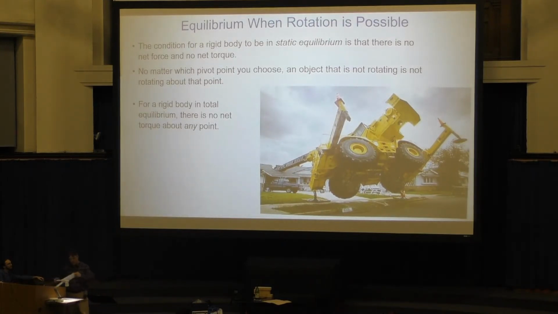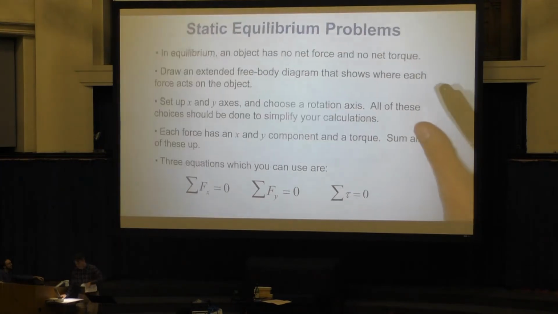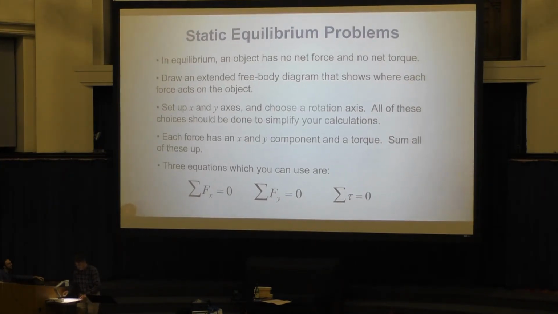So, for a rigid body in total equilibrium, there's no torque about any point, and so there's actually three equations that you can use. You can solve for up to three unknowns. They're on the bottom there. No net force and no net torque. So you've got the sum of all the x components of the forces equals 0. The sum of all the y components of the forces equals 0. We used that actually in the diving board example. And then the sum of all the torques equals 0, and this is the one that comes up quite a lot. But it's good to keep these ones in mind because they might just be the equation you need to get that next unknown.